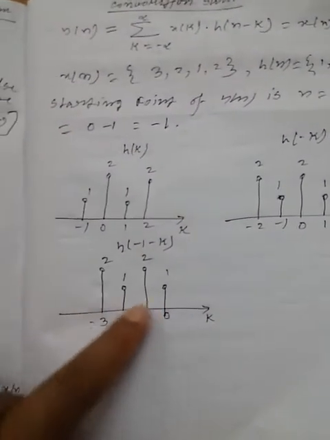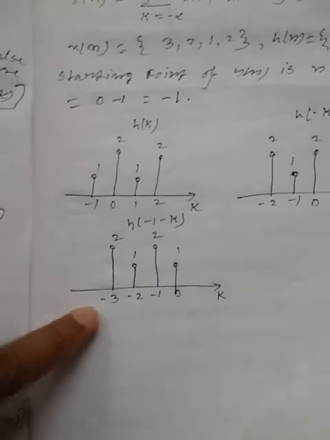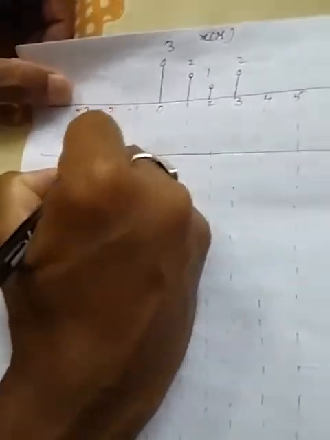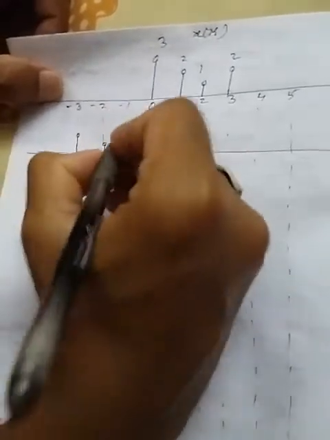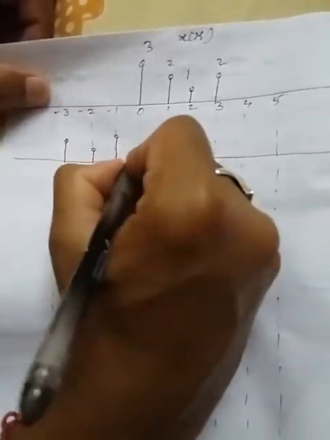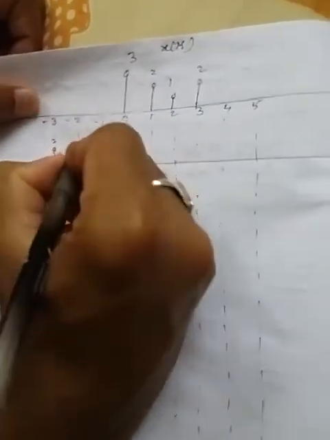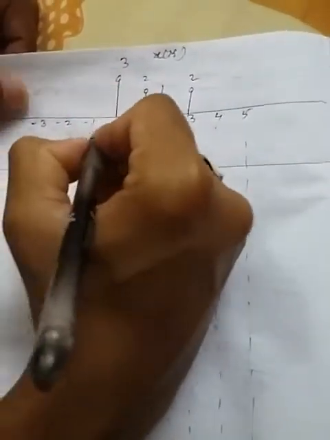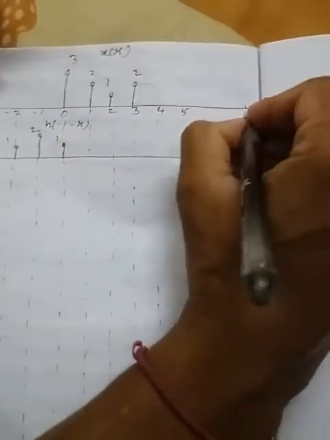So there are several dotted lines here. Now we have to put here h of minus 1 minus k. So in h of minus 1 minus k there are 4 elements, 2, 1, 2, 1, starting from minus 3, right? So in minus 3 there is 2, in minus 2 there is 1, again 2 and 1, 2, 1, 2 and 1. This is basically h of minus 1 minus k. Along this axis there is k.